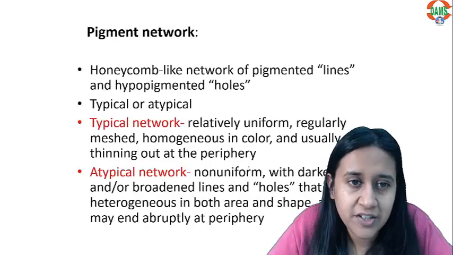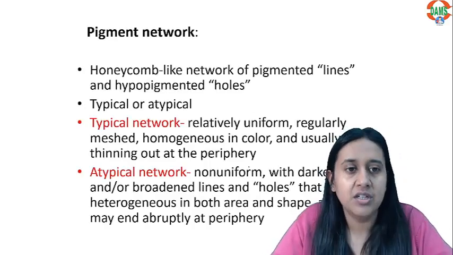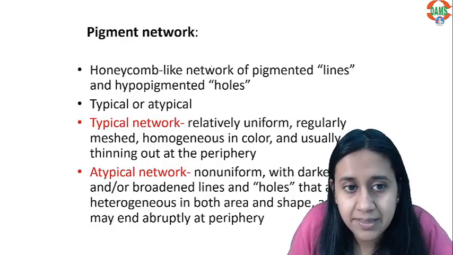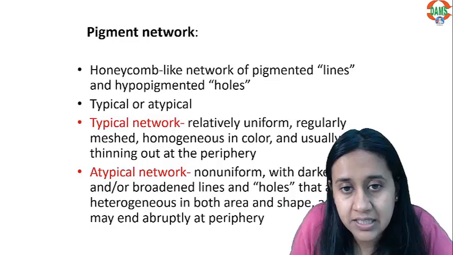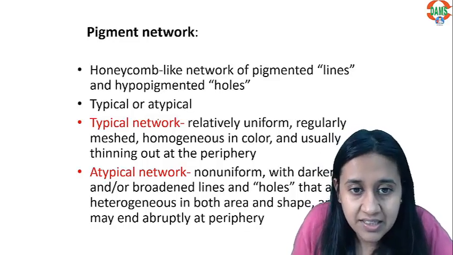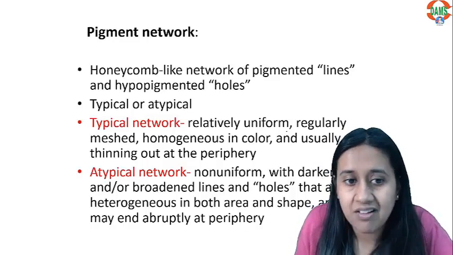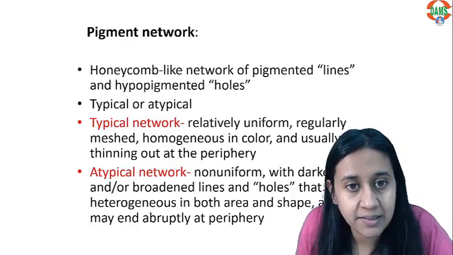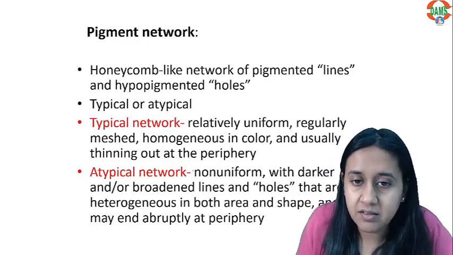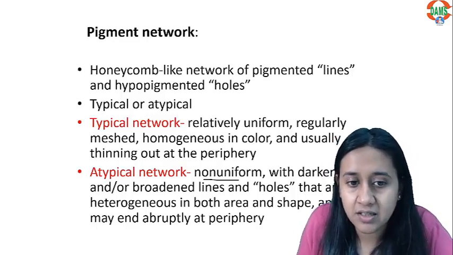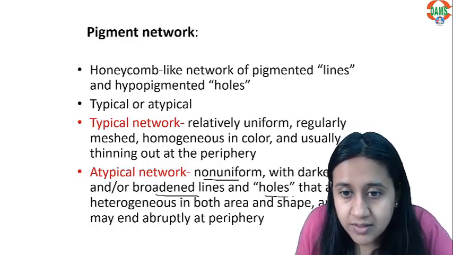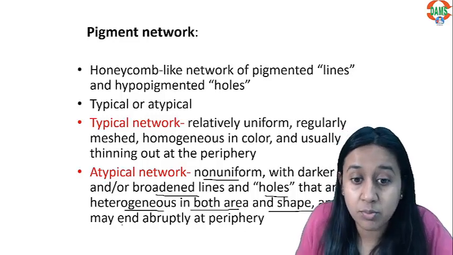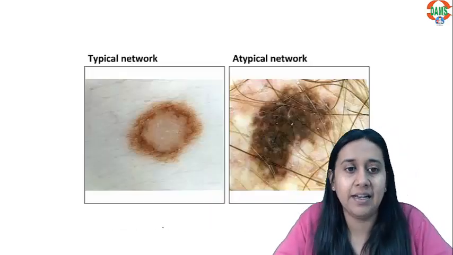What are the dermoscopic features of some of the classical conditions? First is pigment network. It is a honeycomb-like network of pigmented lines and hypopigmented holes. Typical network is relatively uniform, regularly meshed, homogeneous in color, and usually thinned out at the periphery. But what is atypical? You see non-uniform, darker and broader lines, and holes that are heterogeneous in both area and shape, and it may end abruptly.